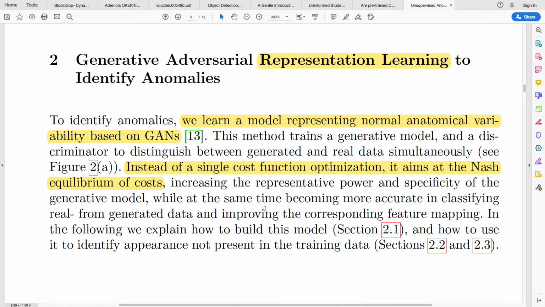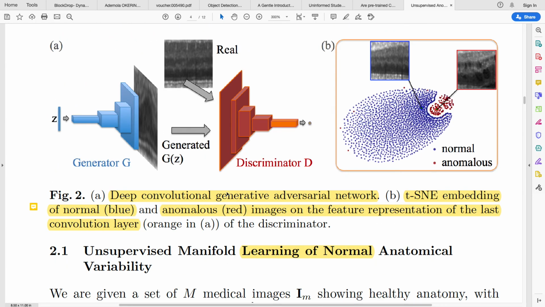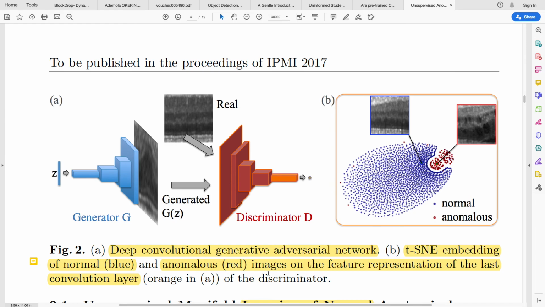Let's go on. So now this is using GAN to learn the representation to identify anomalies in data. So here is the deep convolutional generative adversarial network. We're going to look at this paper in subsequent tutorials, so stay tuned for that.